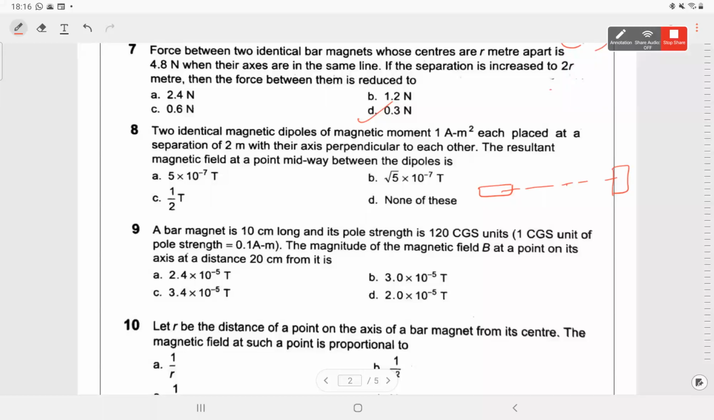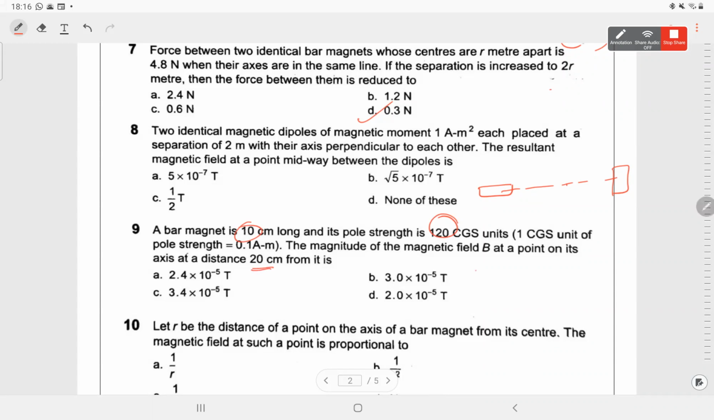Yep. So a bar magnet is 10 centimeter. Magnitude of magnetic field at a distance on the axis. पहले हम यहाँ से calculate कर लेंगे m into L से magnet dipole moment, and in the axial position distance 20 centimeter from it, the magnetic field formula.